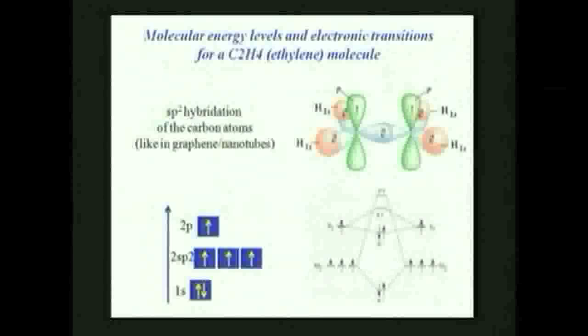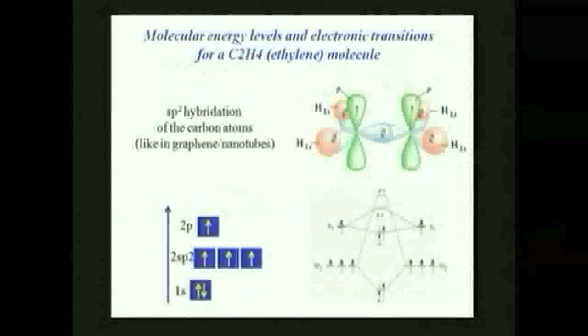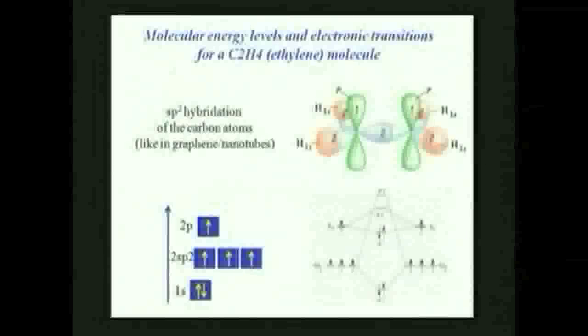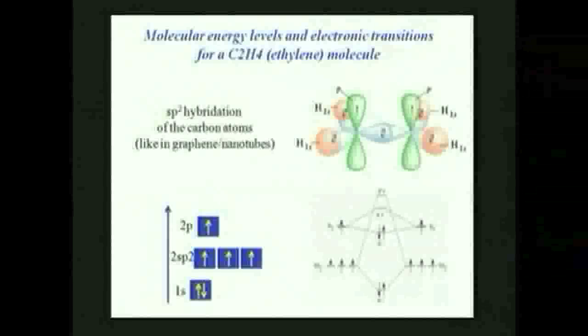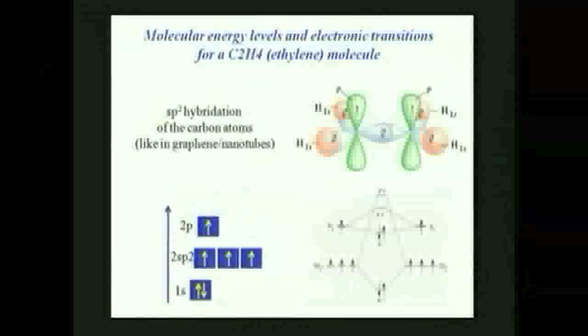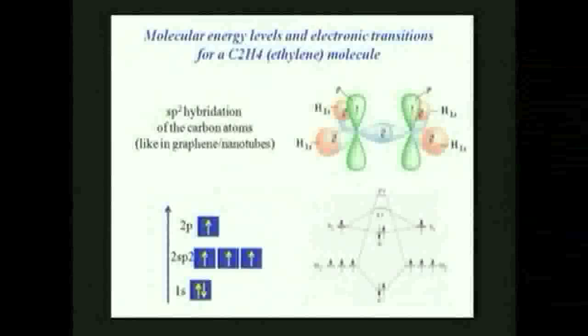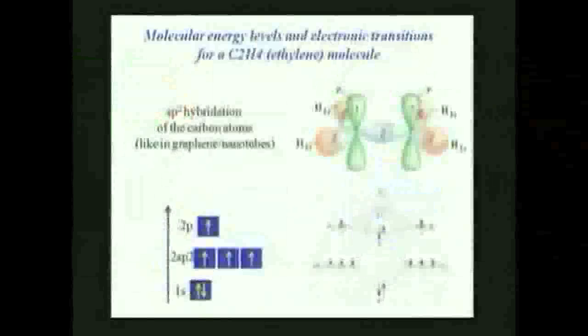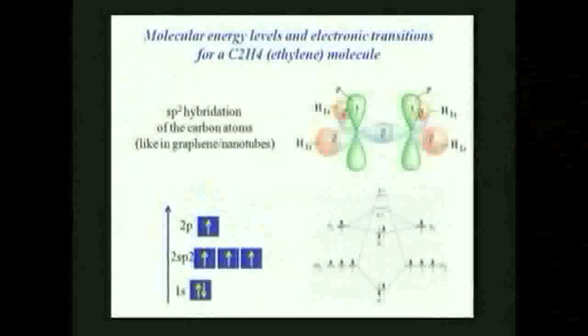So when you have molecules, you will assemble some atoms, and the atomic orbitals, the atomic states, will be combined to form molecular states, molecular orbitals. So in this case, this is a C-C bond in the ethylene molecule. In this case, the hybridization of the carbon atoms is sp2, which is the same hybridization as in graphene and in carbon nanotubes, sp2 hybridization.